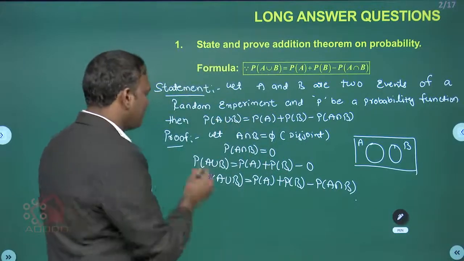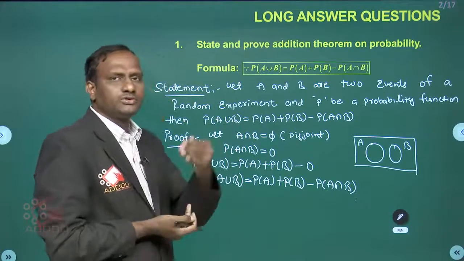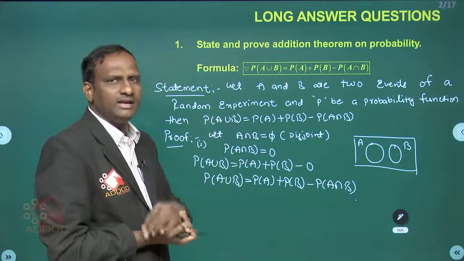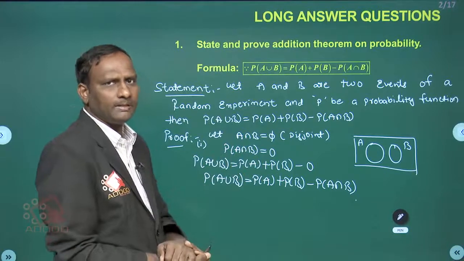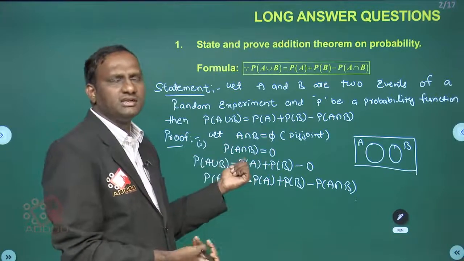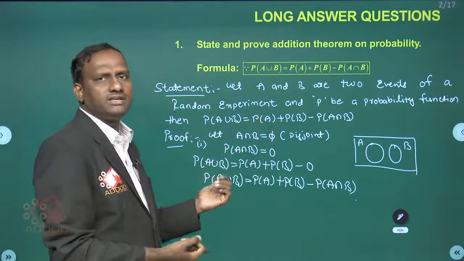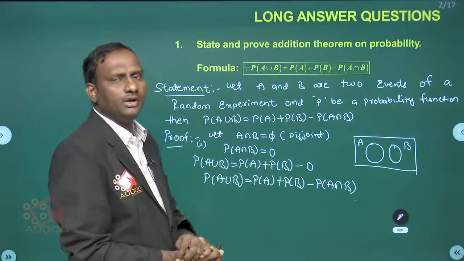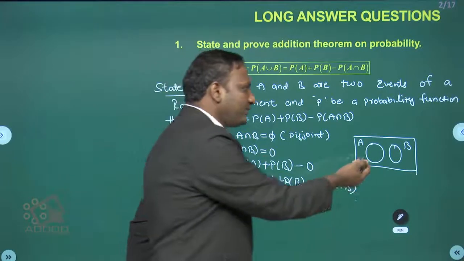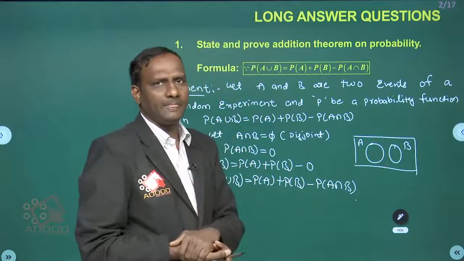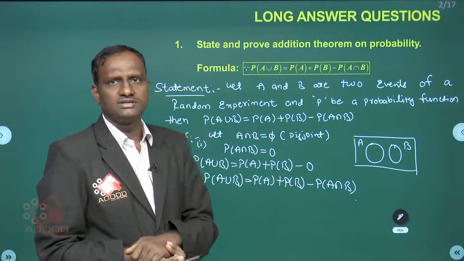This holds for case 1, condition number 1. Here I am taking two disjoint sets, meaning nothing is in common, so A intersection B is equal to empty. Operating the probability function on both sides, P of A intersection B becomes 0. So P of A union B is equal to P of A plus P of B minus 0, and instead of 0 we write P of A intersection B. In the figure, there is no common element between A and B. This is the case 1 part.